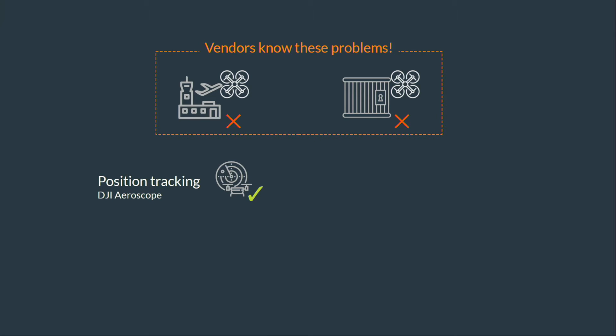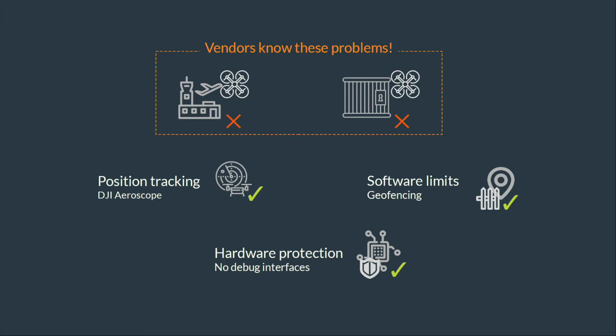For example, they apply position tracking on their drones. In our case, DJI sells a device which is called Aeroscope, which can track your drone. Furthermore, the vendors apply software limits to their drones, for example, geofencing, so you can't bypass a restricted area or fly into it. And finally, there are also hardware protections to secure the device itself. So, for example, the vendors disable the debug interfaces on the devices and something like that. But the question is now, are these countermeasures sufficiently implemented?